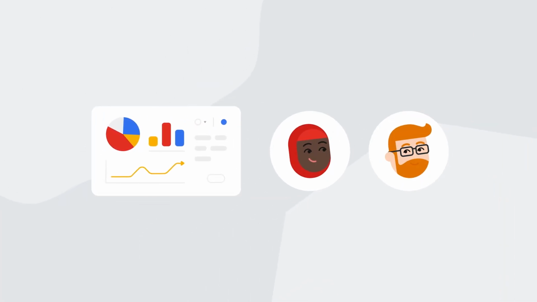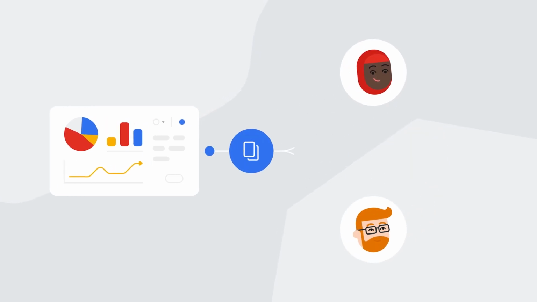Let's explore an example. Min and Carl are part of a team building a complex dashboard. They've each been assigned an important feature to work on. To start, they each create their own branch in the shared repository. This creates a separate copy of the code that they can work on independently. This way, they can work on their assigned features without impacting anyone else's work.